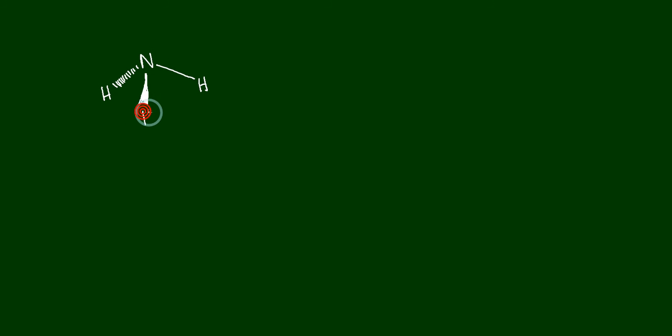So you can draw that like this, a bold bond that is projecting towards you. That is why it is like this. So it has a pyramidal structure. Nitrogen is at the top of the pyramid, and the hydrogens are at the bottom corners of the pyramid. Okay, so it has a pyramidal structure.